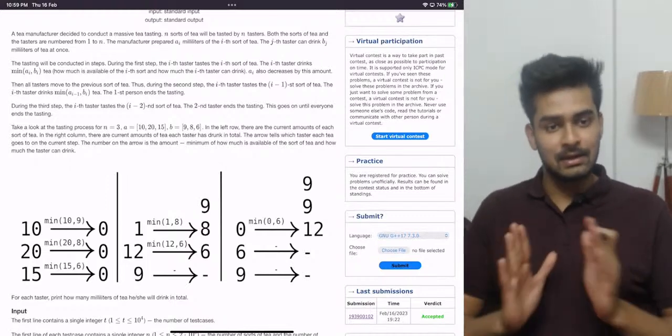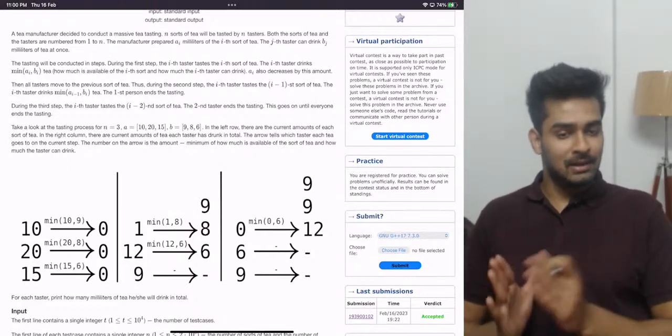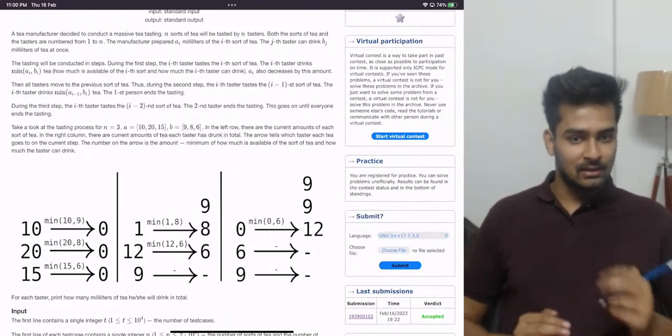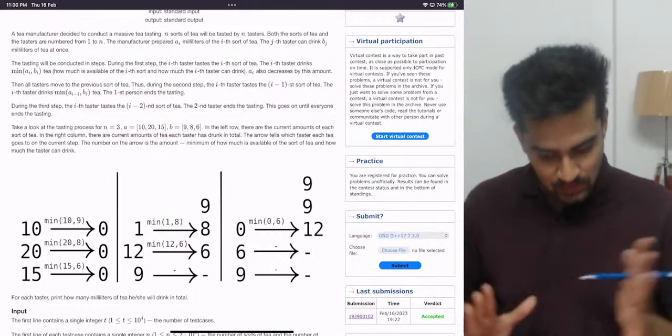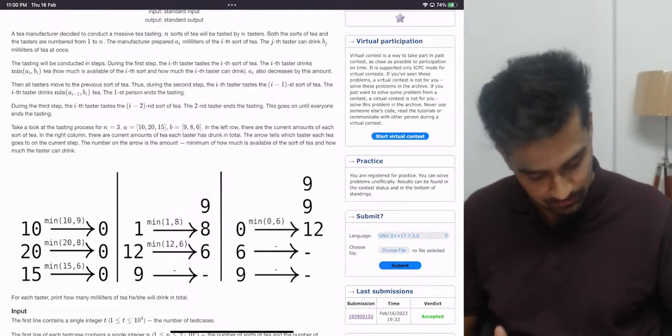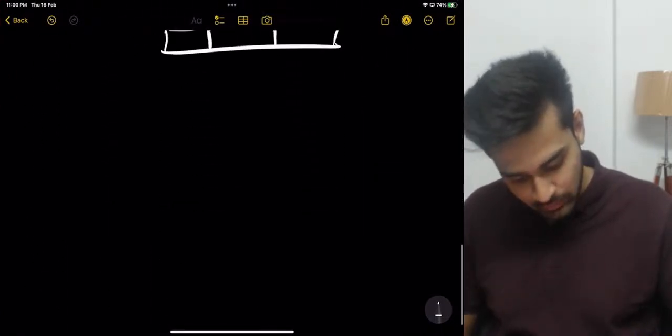Okay, that is the entire problem. We need to find out how many milliliters of tea the very first person took, how many milliliters the second taster took, and so on. That is the entire problem. So let me take the very first input and try to explain what is happening here. The first input is 10, 20, 15.